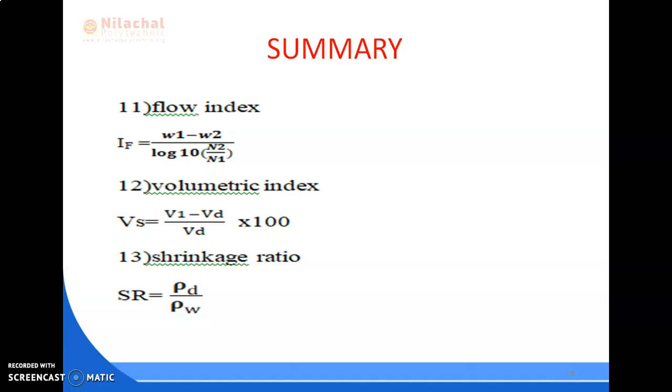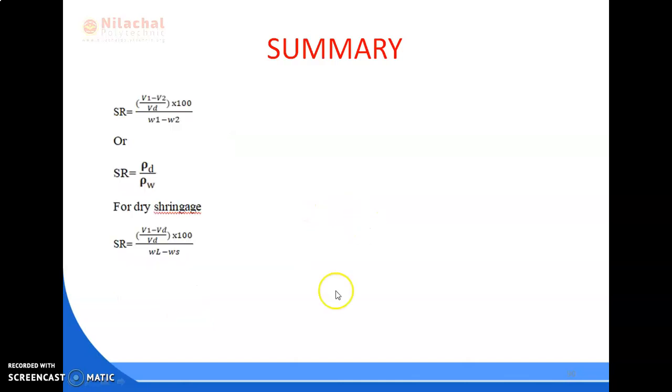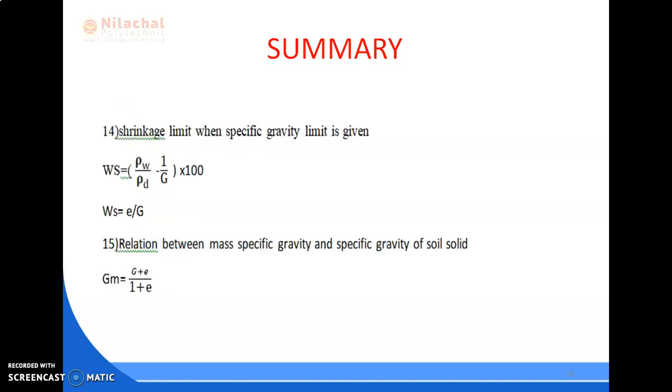The next, volumetric shrinkage, Vs equal to (V1 minus Vd) by Vd into 100. The next, shrinkage ratio, SR equal to rho d by rho w. This is volumetric shrinkage, Vs. Or SR equal to ((V1 minus V2) by Vd into 100) whole divided by (W1 minus W2), or SR equal to rho d by rho w for dry shrinkage. SR equal to ((V1 minus Vd) by Vd into 100) whole divided by (WL minus Ws).